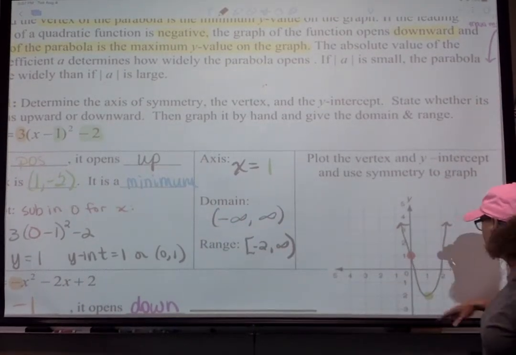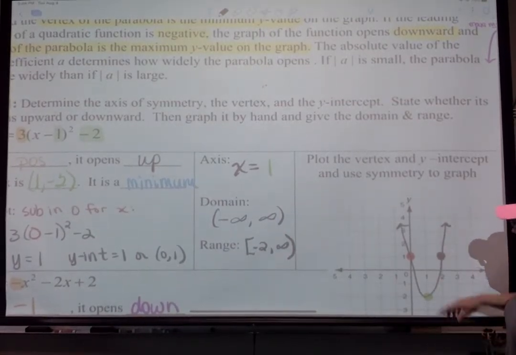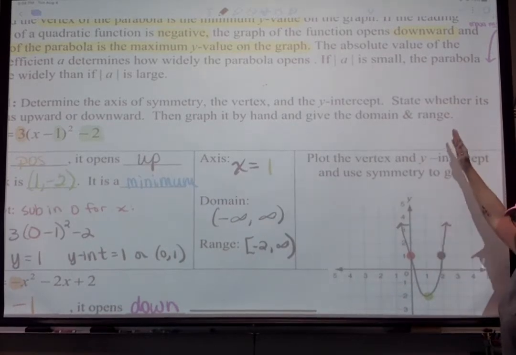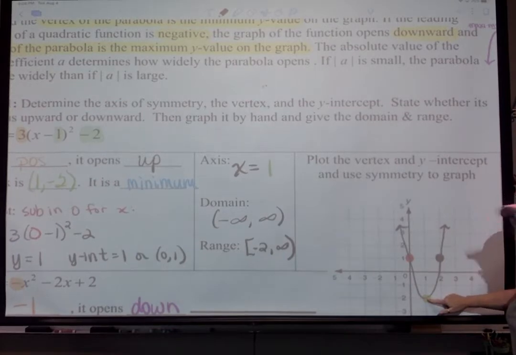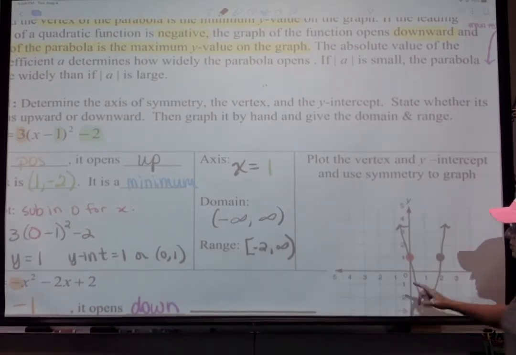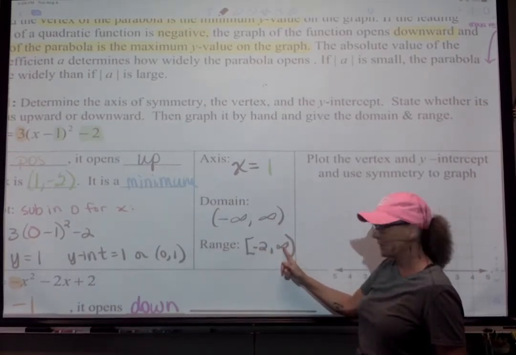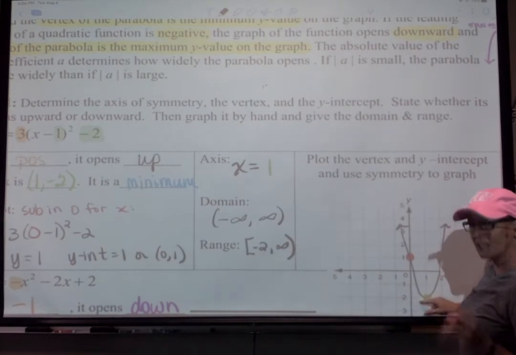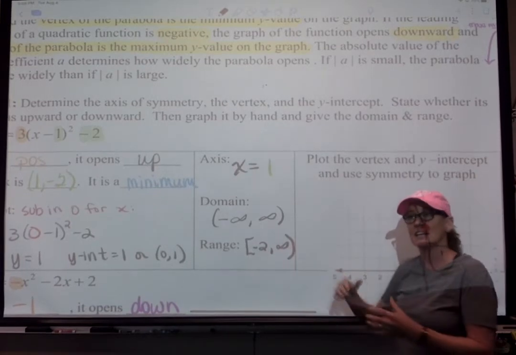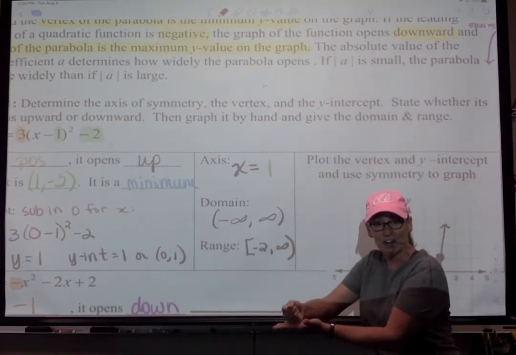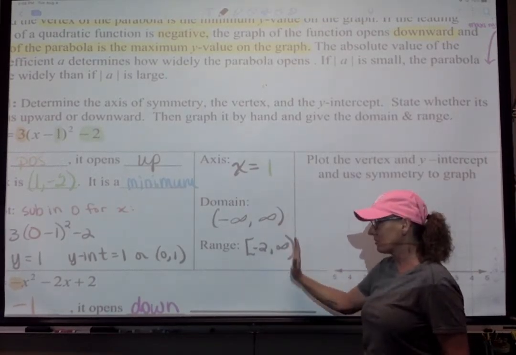Range I would totally get from the graph. How low does it go? How high does it go? Well, how high does it go? Forever. How low does it go? -2 is as low as it goes. So I'm going to say my range starts at -2 and goes to infinity. This green dot is filled in, so that's going to be a bracket. And then infinity. I can never reach it and put a dot on it. I can always go a little further and a little further. That's why it needs a parenthesis around it.